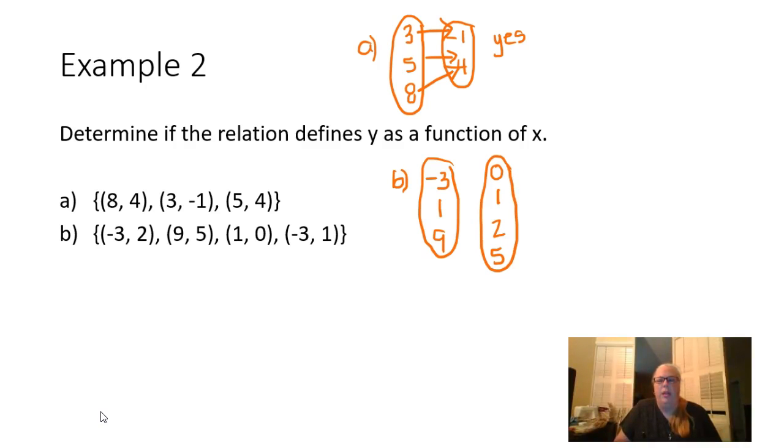So negative 3 pairs with positive 2. Positive 9 pairs with 5. Positive 1 pairs with 0. And then negative 3 pairs with 0. Now, I notice over here in my domain, negative 3 has two arrows coming from it. So this one is not a function, because one of my domain elements goes to two different range elements.